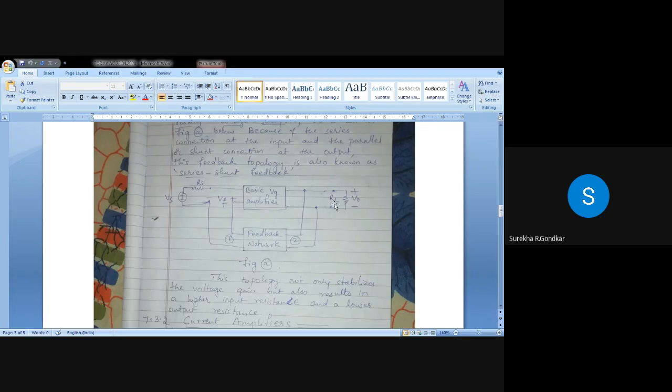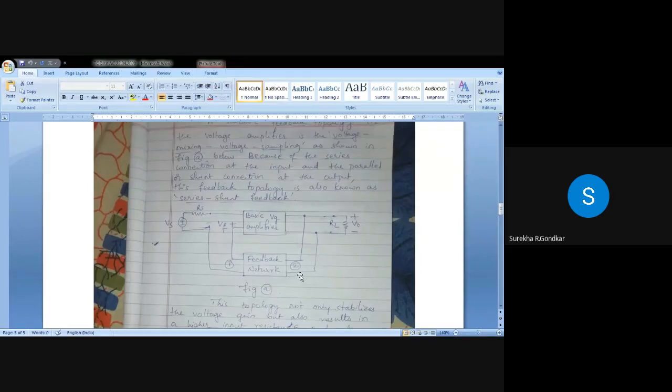What does sampling mean here? It is a parallel connection, so you are tapping this output like this. We call this a series shunt feedback amplifier. This topology is called series shunt feedback because at the input you are mixing the feedback signal in series with the source voltage, and at the output you are tapping the voltage in parallel across the load, so a portion is developed.